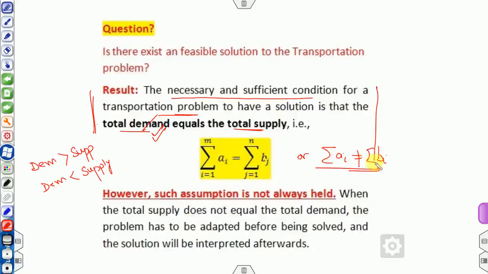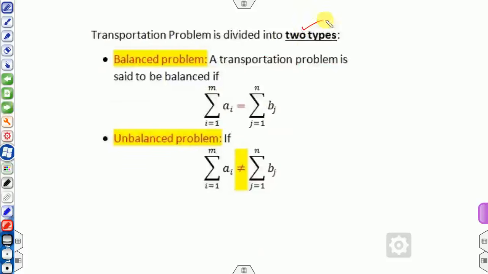So that's why we discretize the transportation problem into two types. One is the balanced transportation problem, second is the unbalanced transportation problem. Balanced is when the total supply is equal to total demand. On the other hand, an unbalanced problem is when the total supply is not equal to total demand.